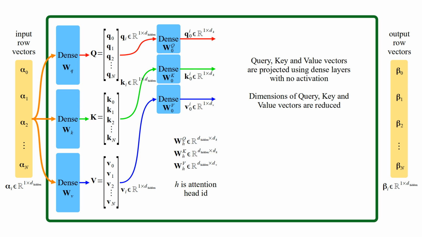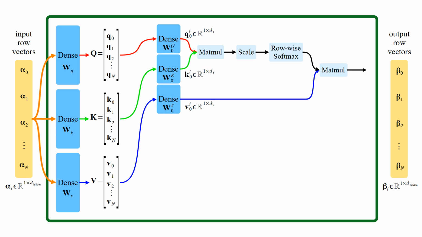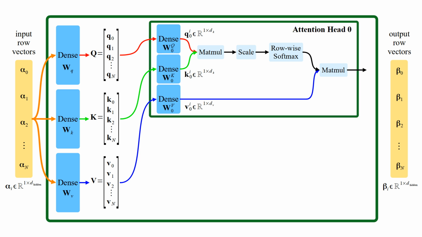These are the weight matrices, and H is attention head ID. In the attention is all you need paper, these are defined as linear transformations and no bias is used. In some implementations, these projections are applied with bias as affine transformations. Attention head works on projected vectors. Sequential linear layers can be represented as a single linear layer.